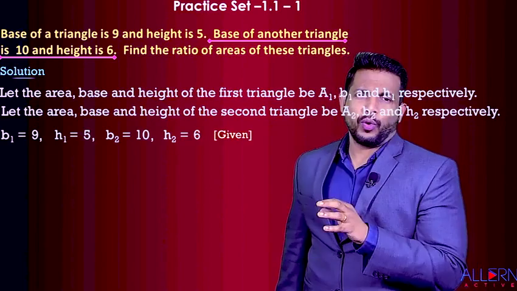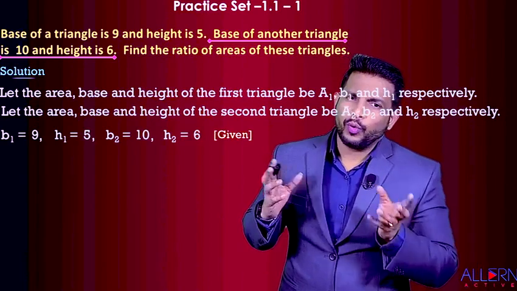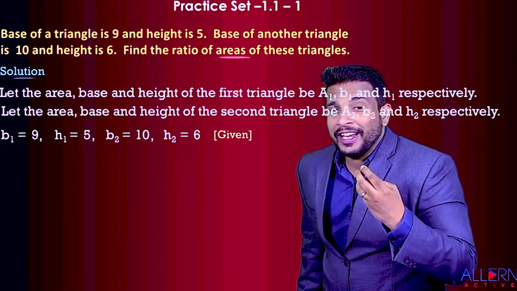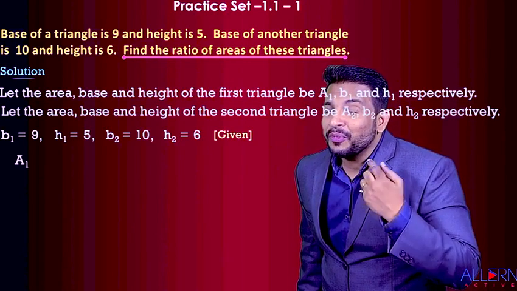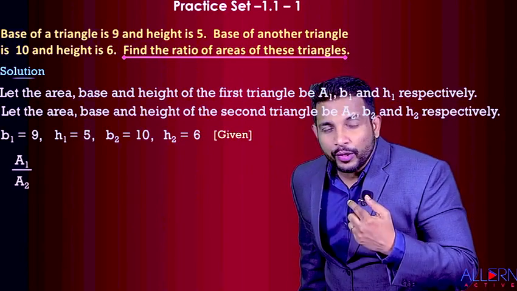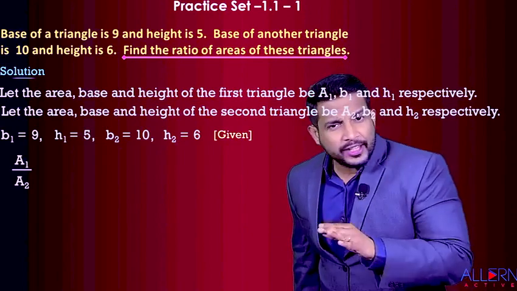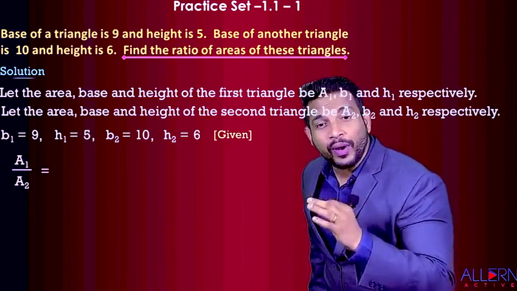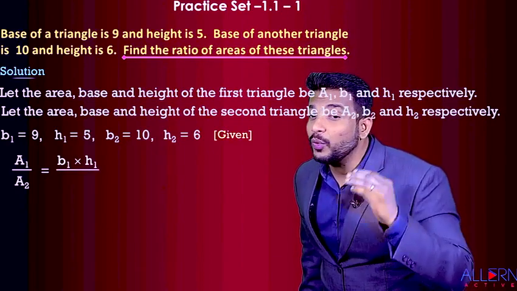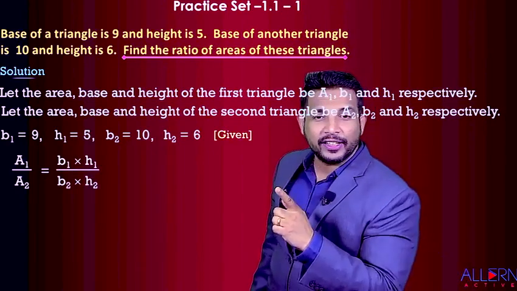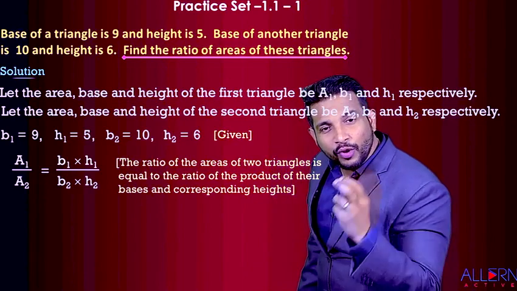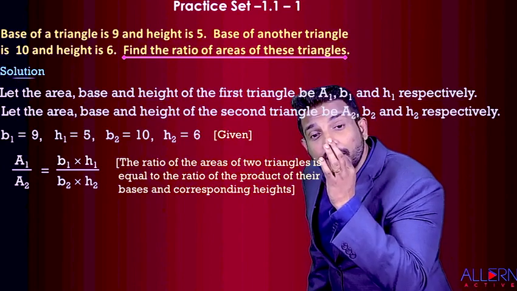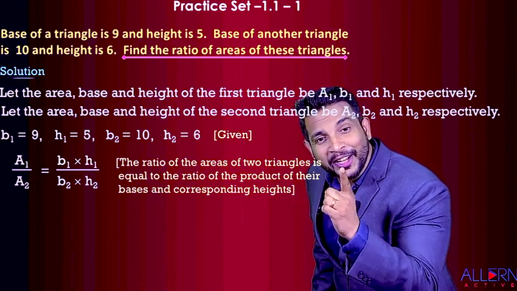So we now know H1, H2, B1, B2 and we are supposed to find A1 upon A2, right? Ratio of the areas of two triangles. So we want A1 upon A2. So which property are we going to use? Base is equal? No. Heights equal? No. That means we are going to use the first property. That is A1 upon A2 is equal to B1 into H1 upon B2 into H2. And in bracket we write the reason, right? The entire property: the ratio of the areas of two triangles is equal to the ratio of the product of the bases and their corresponding height.